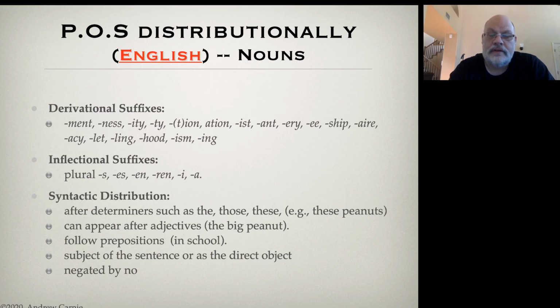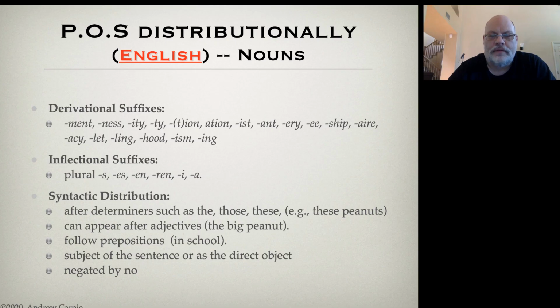We also can look at the syntax. So for example, articles appear before nouns. Adjectives appear before nouns. Noun phrases follow prepositions. Noun phrases can appear as the subjects or direct objects of sentences. And if you're going to negate a noun as opposed to negating a whole sentence, you use no instead of not.